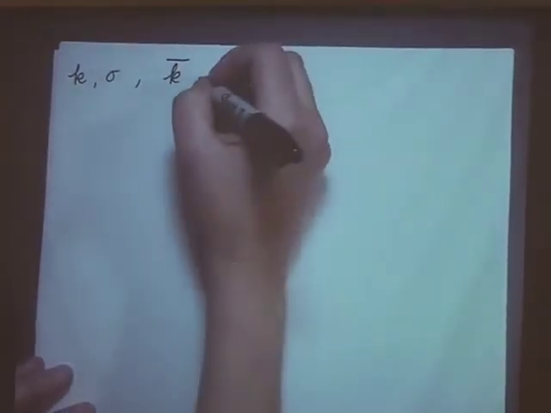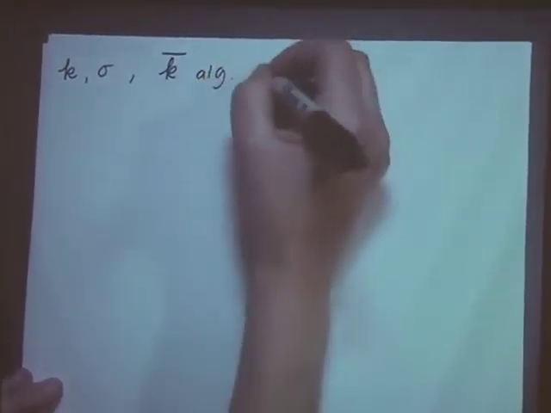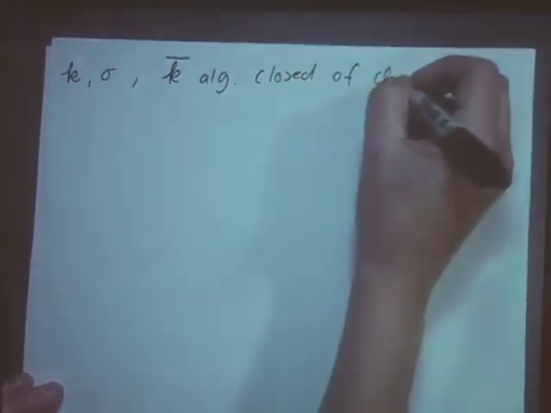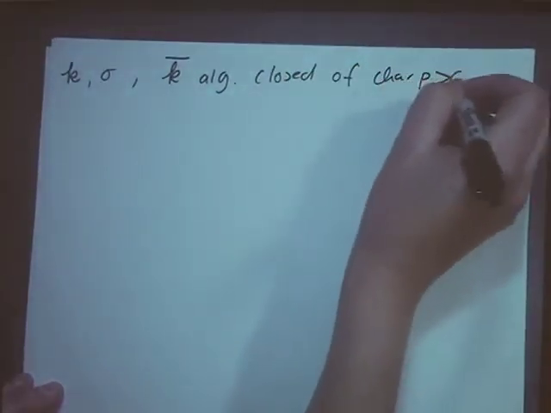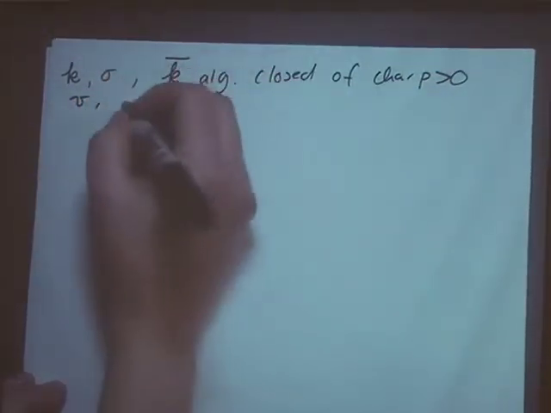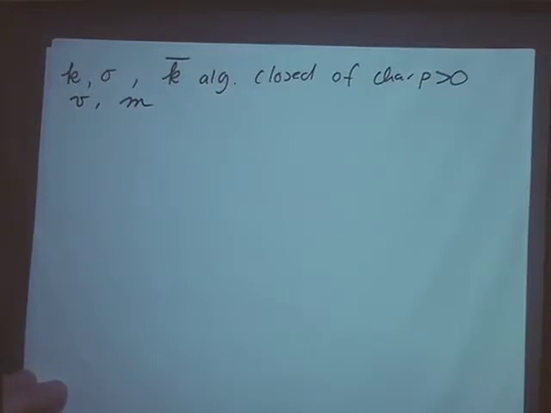K is a complete discrete valuation field of characteristic 0, and O is the discrete valuation ring. We know the residue field by K bar, and it's supposed to be algebraically closed of characteristic p. Then we have v, the valuation, etc., and m, the maximal ideal.